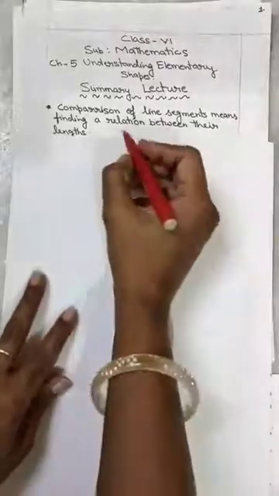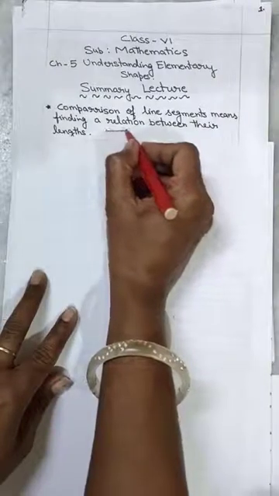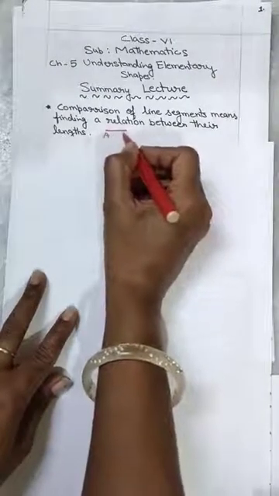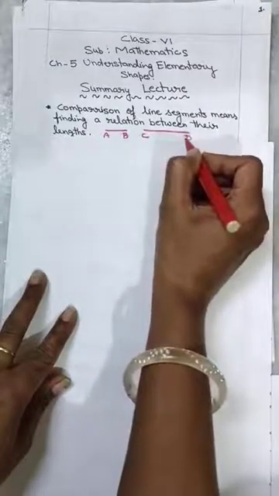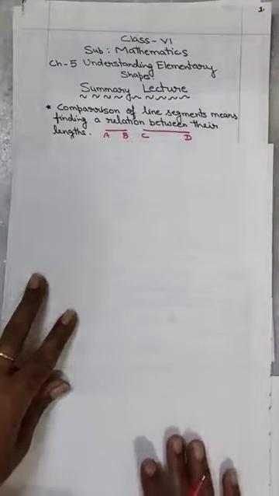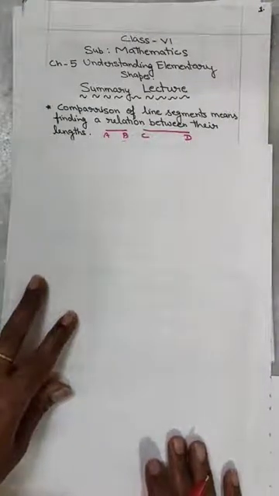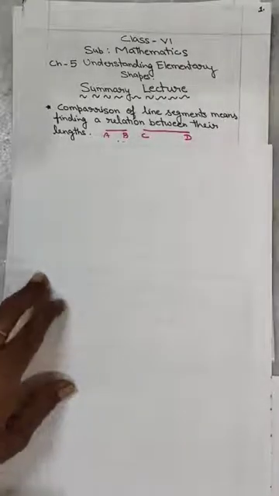First thing that we have done in this chapter is comparison of line segments. Comparison of line segments means finding a relation between their lengths. If we are making two line segments, one is AB and the other is CD. So comparing these two line segments according to their length, we can say that AB is smaller than CD. This is called the comparison.